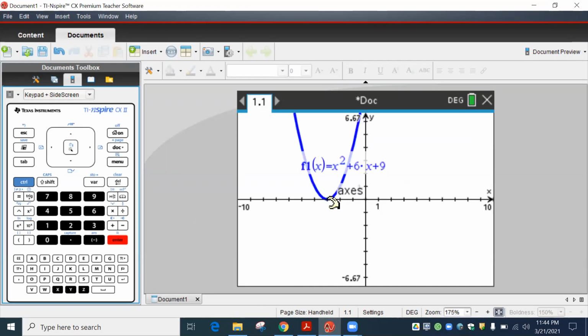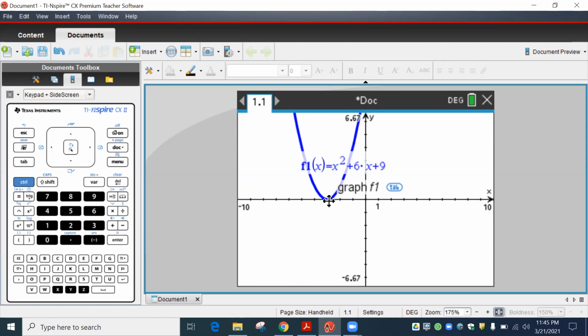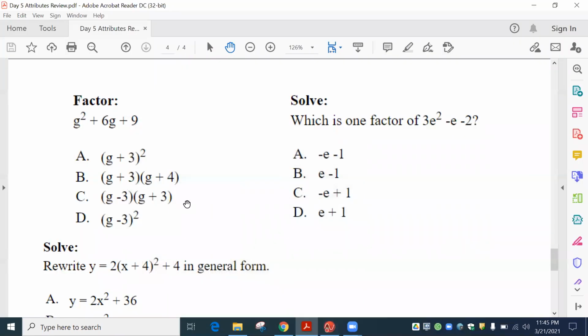All right, so we hit enter. Well, this only touches the x-axis once. It's at -3. Now, if you remember, factors and zeros are opposite. This -3 is a 0. The factor will be opposite because it's in parentheses. And so that probably is a +3. So only one +3 is probably going to be A.